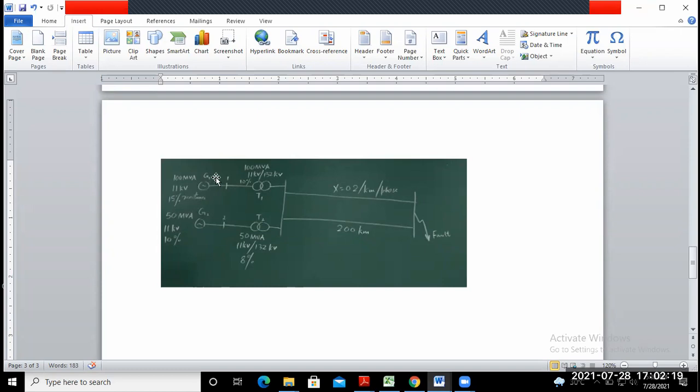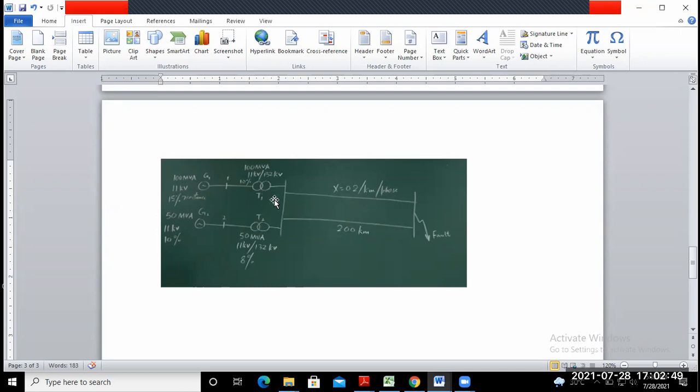Suppose that generator number 1 and generator number 2 are connected to bus number 1 and bus number 2 in the power system, and from bus 1 a transformer is connected. The parameters are already mentioned here, and similarly from bus 2 one transformer is connected and supply is given through the transmission line. So what is the base MVA in the system up to this point?